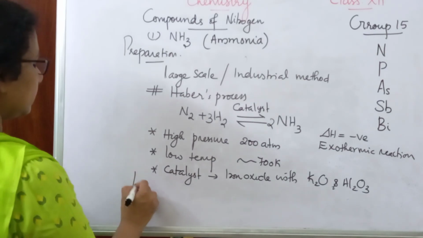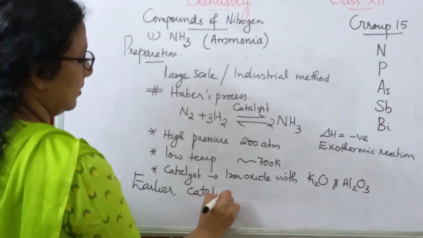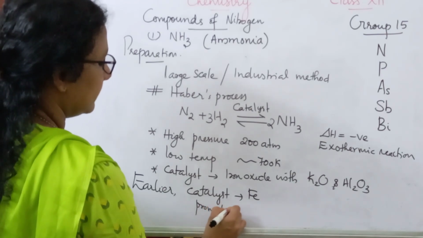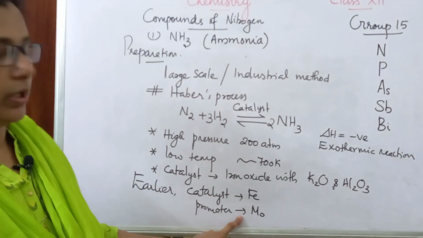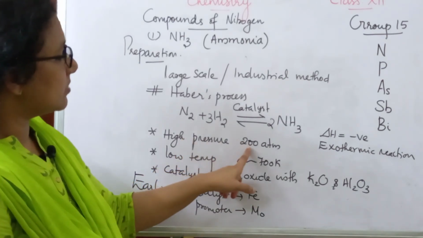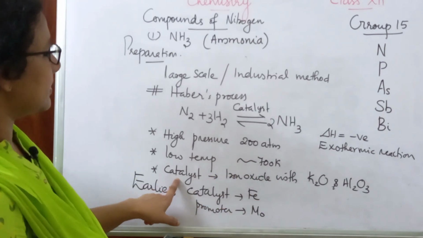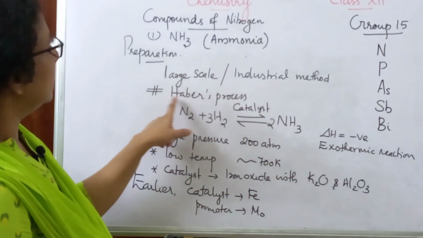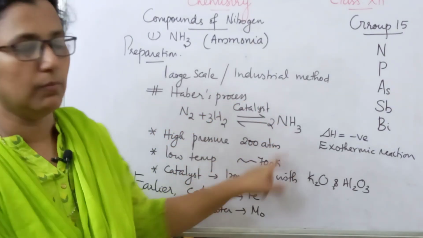And earlier, the catalyst is iron and the promoter used is molybdenum. So iron is the catalyst and the promoter is molybdenum in the earlier times. But high pressure, that is 200 atmosphere, low temperature, approximately 700 Kelvin, and the presence of catalyst are needed for the maximum yield of ammonia. So this is called Haber's process. This is the industrial method for the preparation of ammonia.